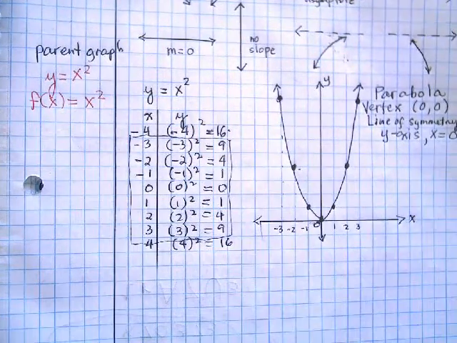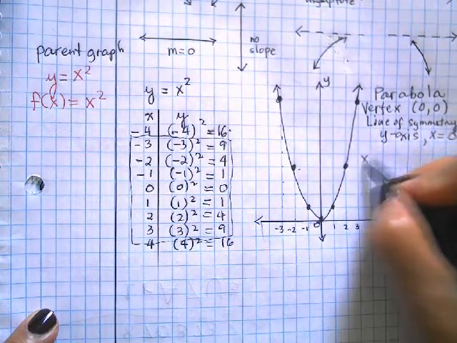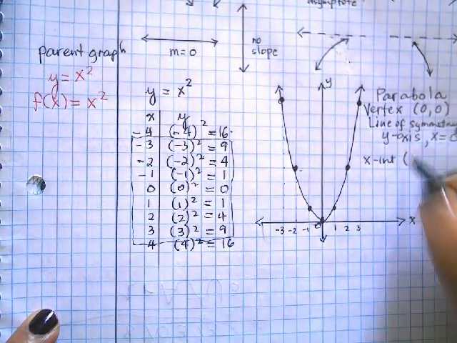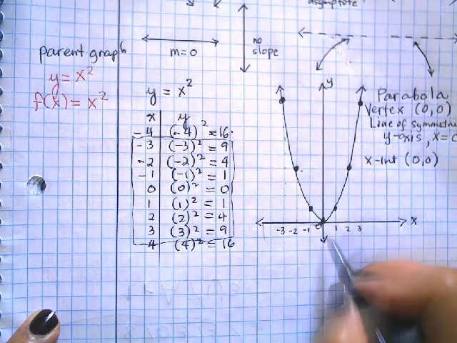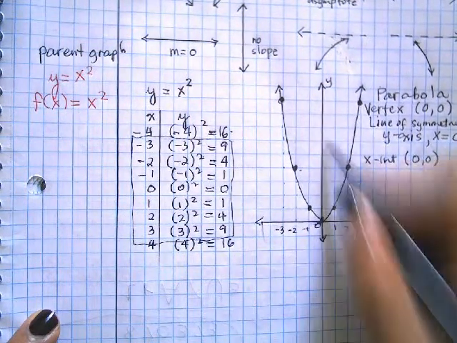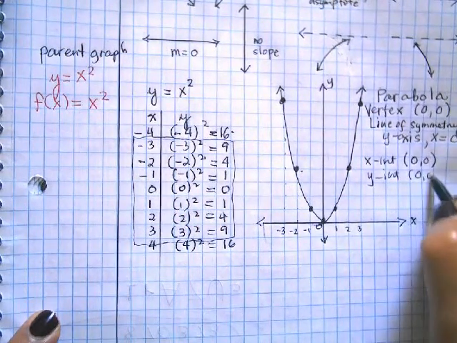What else are we going to get here? Let's look at the x-intercept of this graph. X-intercept, where it hits the x-axis, is (0, 0) here. That's also our y-intercept, because that is also where it hits the y-axis.